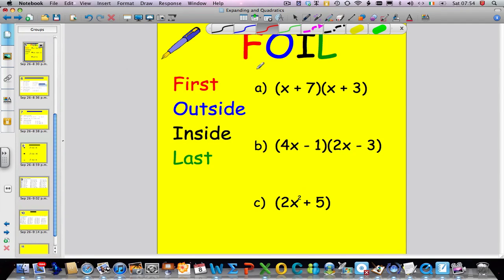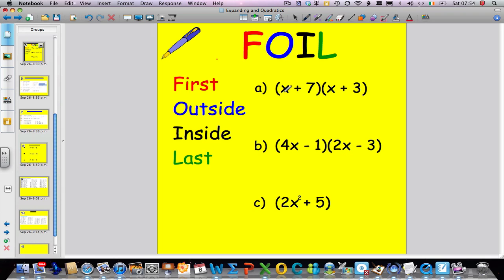Recap of expanding two brackets, and the memory aid I gave you in the lesson was FOIL. So when we have to expand two brackets, we do the first terms, then the outside terms, then the inside terms, followed by the last terms. And by following this every time, we'll make sure that we do all the multiplications necessary to get the question right. So we're going to start with the first terms.